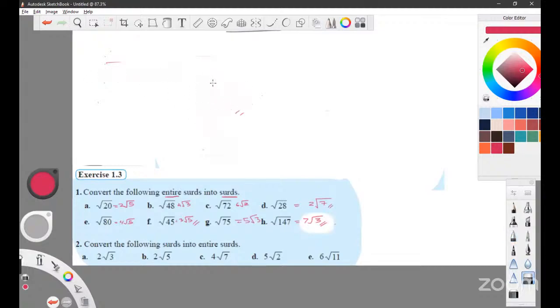Okay. Now we are done with converting the following entire surds into simple surds. So you can write this down. If you are correct, just put a correct tick mark. And if you are wrong, then write the correct answer. Later do the working. I'm going to do the second question. Yes, I'm going to give you some homework.